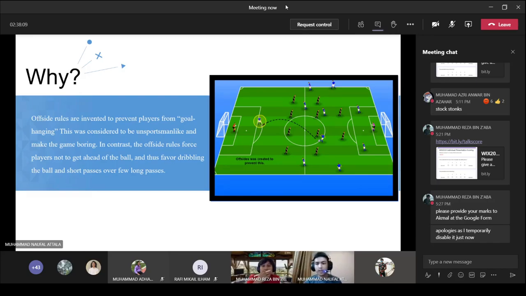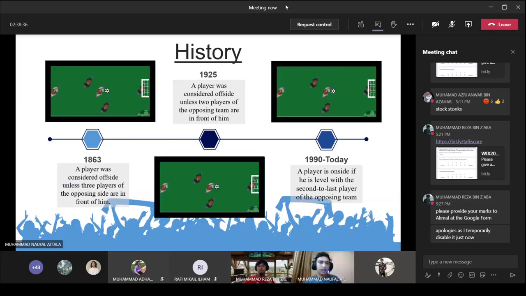As you can see in the picture to the right, offside was created to prevent this particular case. Before offside was created, many people were just goal hanging, like the circled man in the yellow one. People would just hang in front of the goal and wait for the ball to be passed to them and then score the goal. Next is the history of the offside rule.